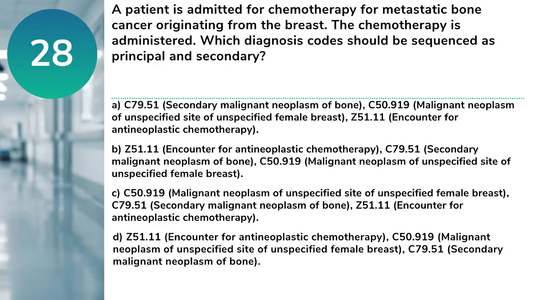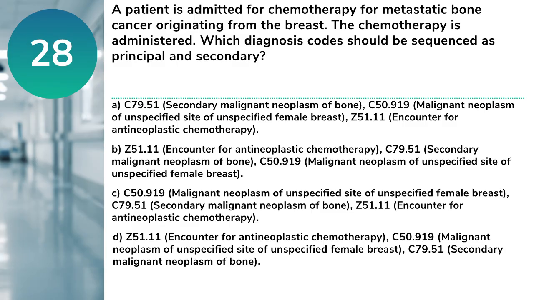Question 28. A patient is admitted for chemotherapy for metastatic bone cancer originating from the breast. The chemotherapy is administered. Which diagnosis code should be sequenced as principal and secondary? A. C79.51, secondary malignant neoplasm of bone, C50.919, malignant neoplasm of unspecified site of unspecified female breast, Z51.11, encounter for antineoplastic chemotherapy.